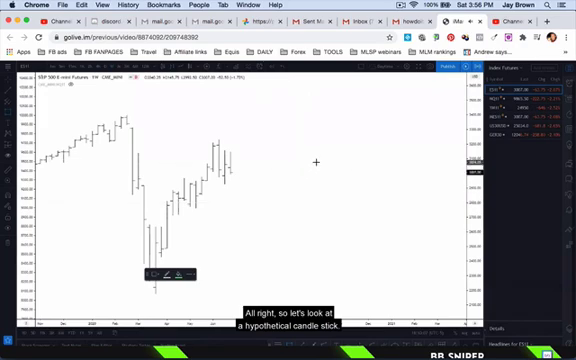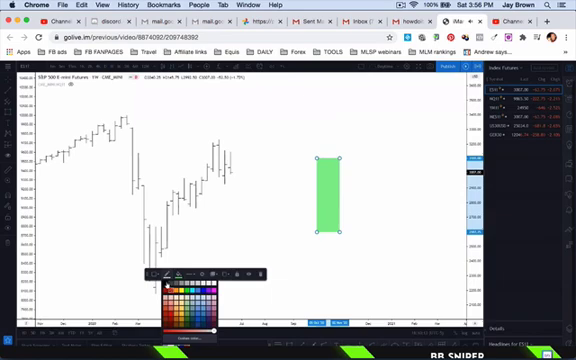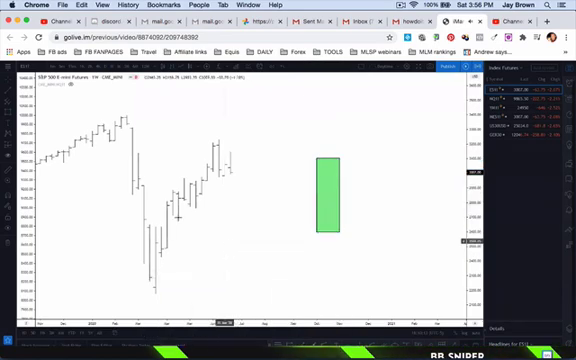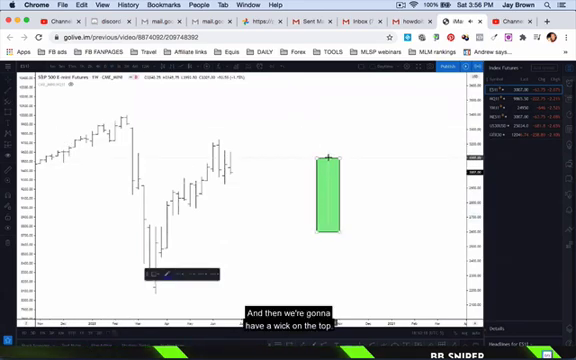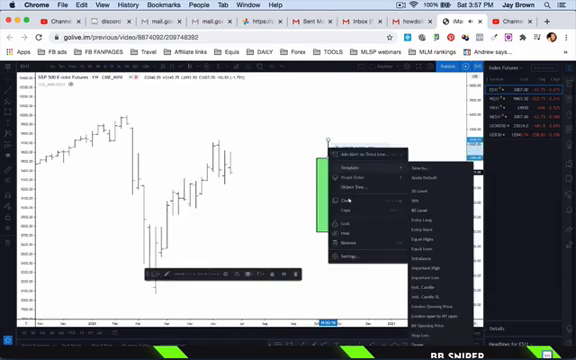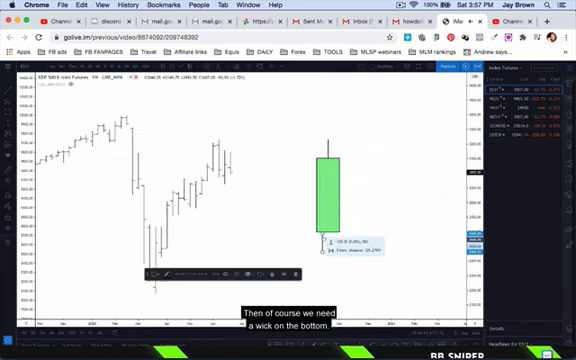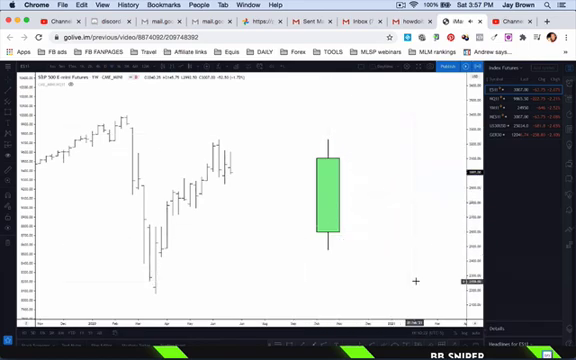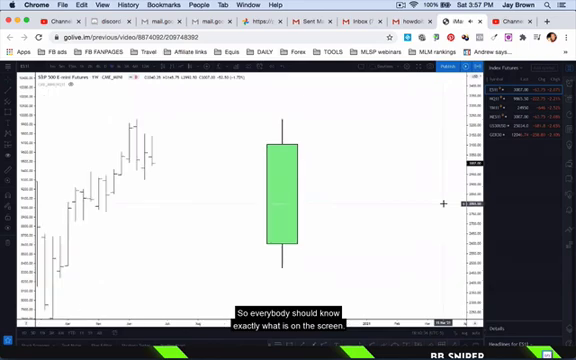All right, so let's look at a hypothetical candlestick. And then we're going to have a wick on the top. And then, of course, we need a wick on the bottom. Okay, so everybody should know exactly what is on the screen. Okay, despite the fact that it's green, obviously it's an up close candle.